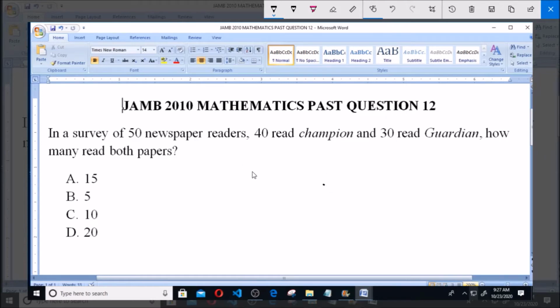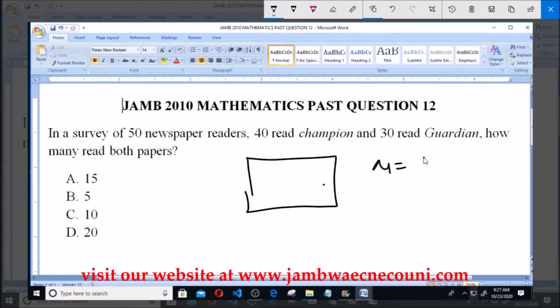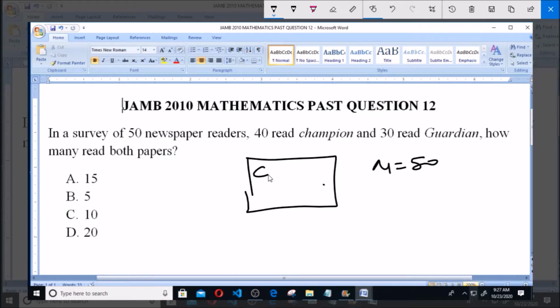Now we can represent this using a Venn diagram in order to get the number of those that read both papers. Now the universal set is 50. That is 50 readers. Now out of these 50 readers, it was established that 40 read Champion. Let's represent Champion with C. And then 30 read Guardian. Let's represent Guardian with G.